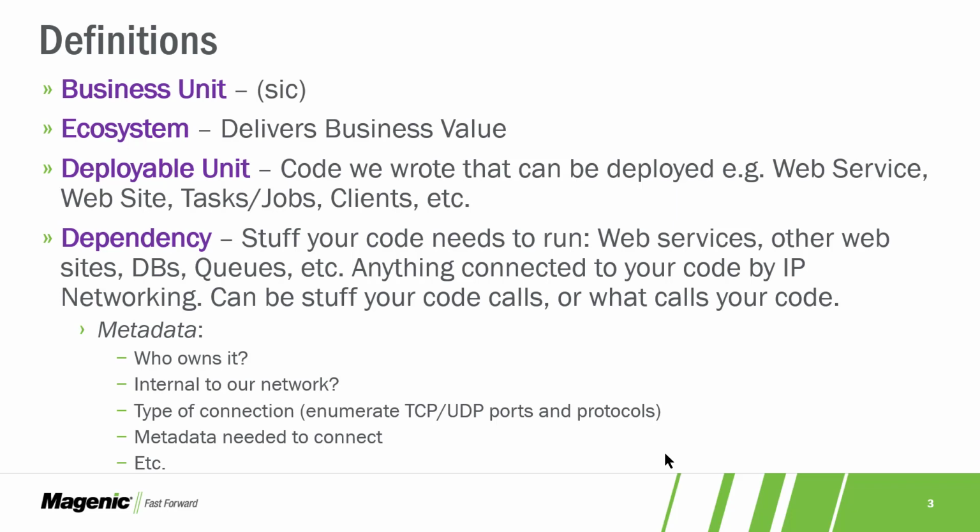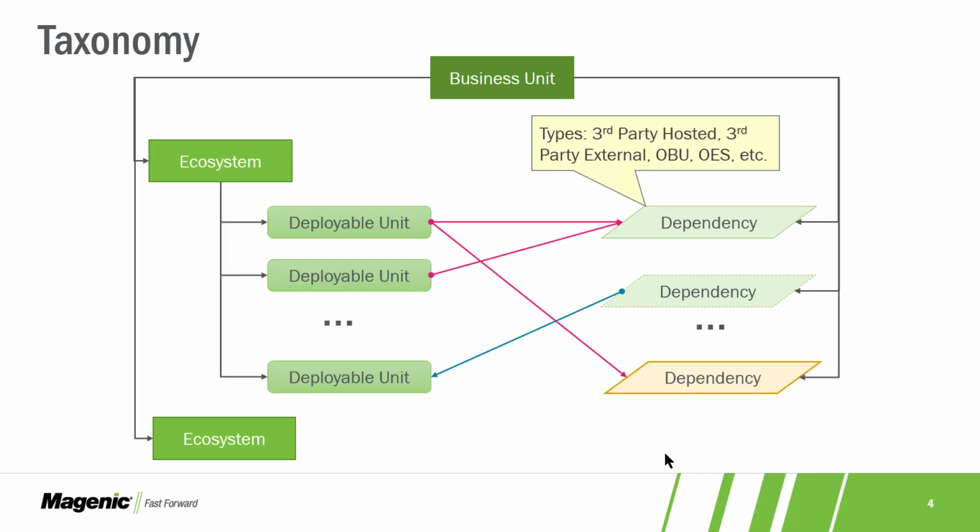We want to know some things about it, like who owns it and what kind of connection, and we want to capture those during the analysis. So there's a taxonomy, an organizational principle, that goes along with this. A business unit can own one or more ecosystems. Ecosystems are comprised of deployable units. Business units also own dependencies. Some deployable units rely on a dependency and others don't, and so you get a many-to-many graph.